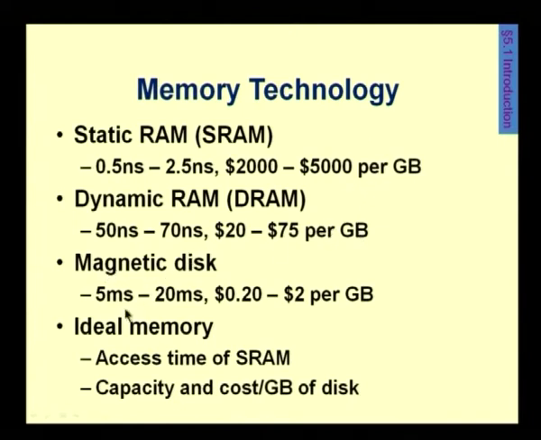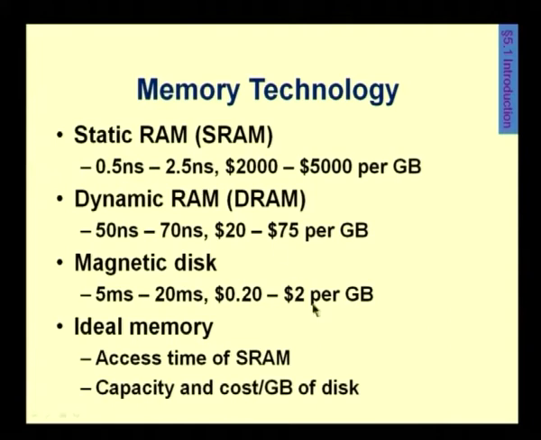Magnetic disks, if you see, 5 milliseconds to 20 milliseconds. You can see that the speed of access is much slower here, but the cost also you will find is much less, 0.2 to about $2 per GB. So again you can see that there is a major dip in the cost over here. Okay. So what is the ideal memory that I want? I will need the access time of the static RAM, but I want the capacity and cost of the magnetic disk.